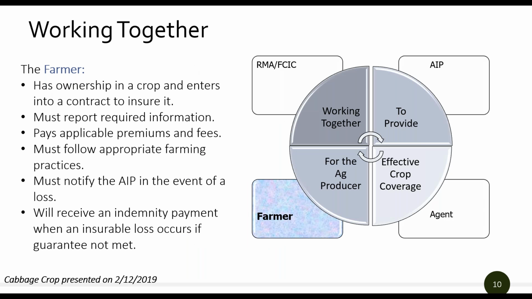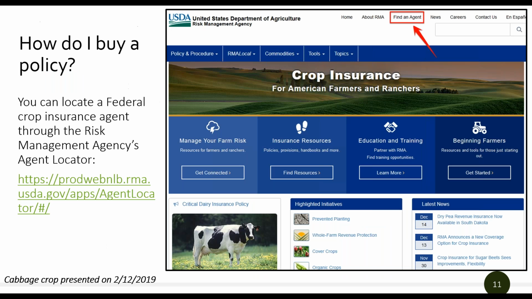And the linchpin of the relationship is you, our farmers. You have the ownership in a crop and you enter into a contract to insure it. You must report the required information, pay all applicable premiums and fees, and follow appropriate good farming practices. You must notify your insurance provider in the event of a loss, and you'll receive an indemnity payment when an insurable loss occurs if the guarantee is not met.